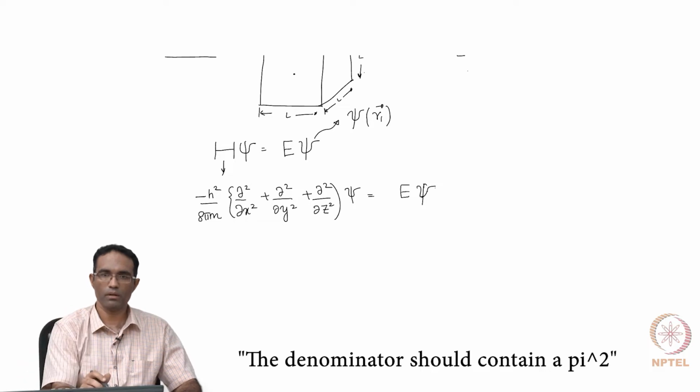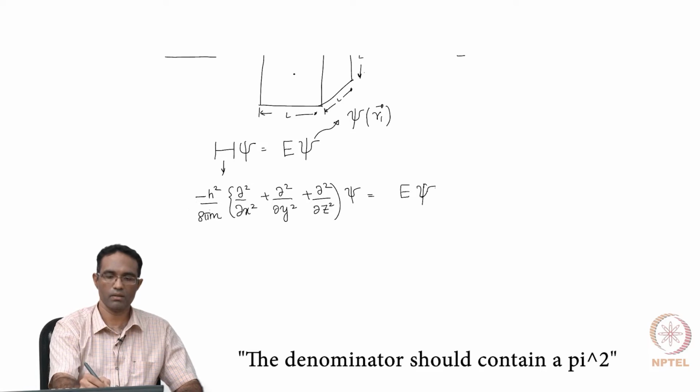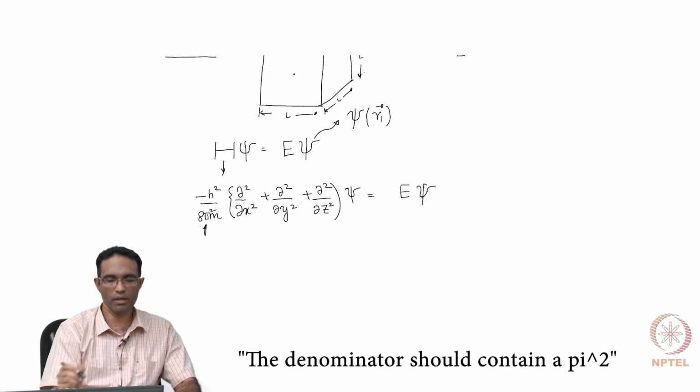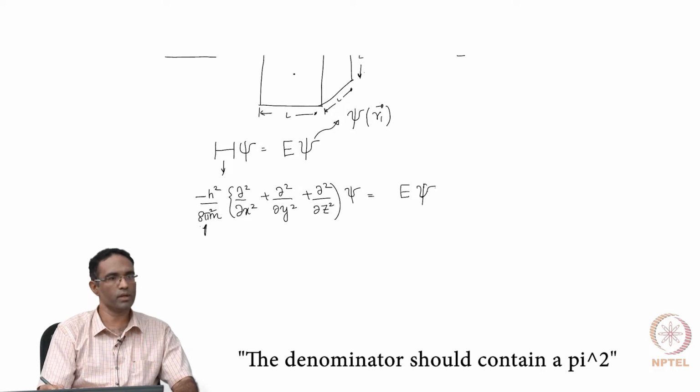There will be a pi square. Because it is minus h cross square by 2m. So h cross is equal to h by 2 pi. So you square it, you get h square by 4 pi square. Okay, fine. So there is a pi square. There is some detail missing there. So it's probably equal to pi square. Is that right? I don't know. I don't remember the exact form, but that is not really important to us for this derivation.